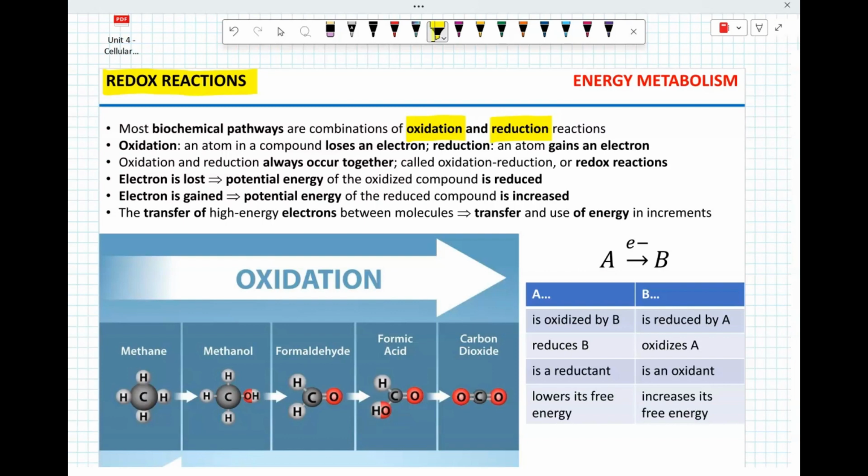Oxidation reactions are characterized by the loss of an electron from a compound. Here, in the example on the right, A is oxidized, and the reaction that proceeds from left to right is a typical redox reaction. Now, an atom gains an electron in the reduction reaction. So for the B, it is a reduction. It is reduced by A. As we mentioned before, they always occur together.